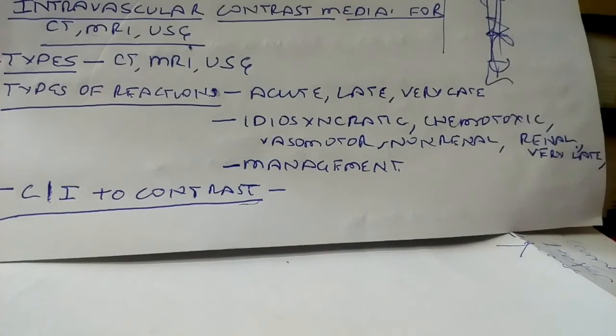And the contraindications to contrast media. What are the contraindications? Contrast media is contraindicated when there is a renal problem, either contrast-related or patient-related. Patient-related is basically a previous history of contrast reaction, history of asthma, renal failure, or pregnancy. And contrast-related is when the contrast is known to be very toxic, like high osmolar contrast media, then they are contraindicated.